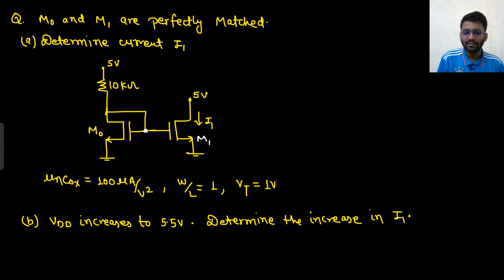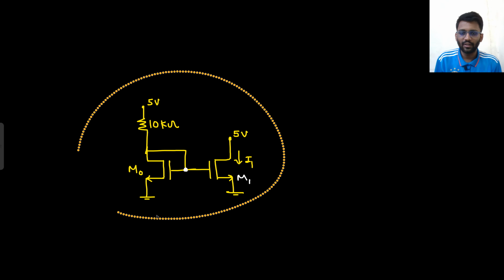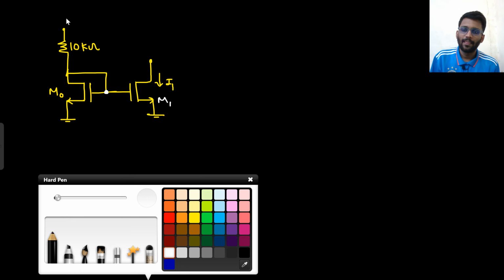Now your voltage is increased to 5.5 volt. What will be the change in I1? This seems like a very easy question. I know everyone can solve it. This is the B part of it. Everyone can solve it, that your voltage is increased to 5.5 volt now.